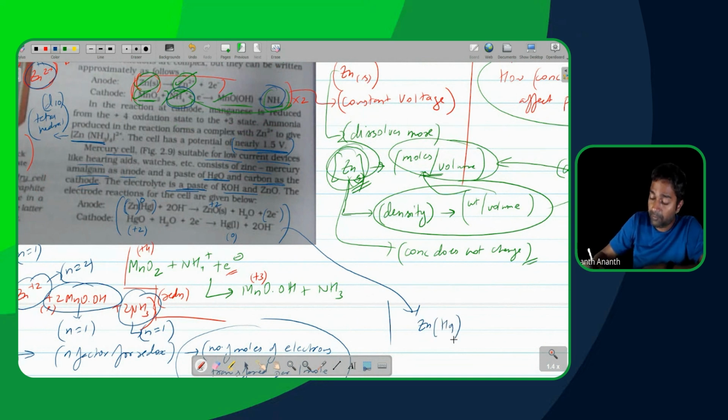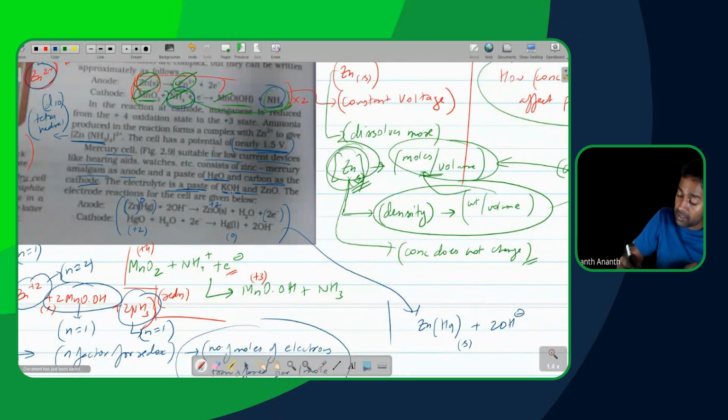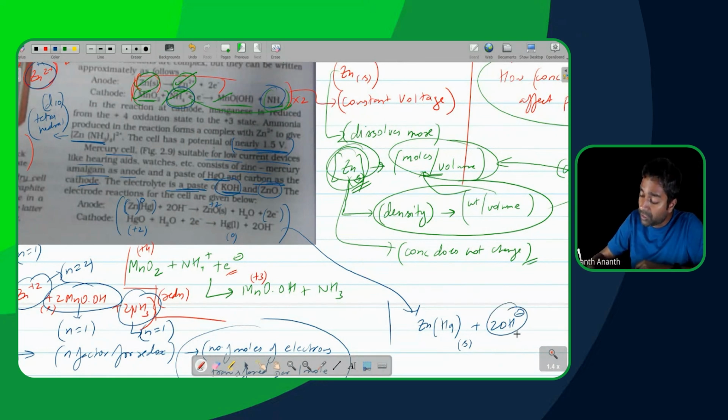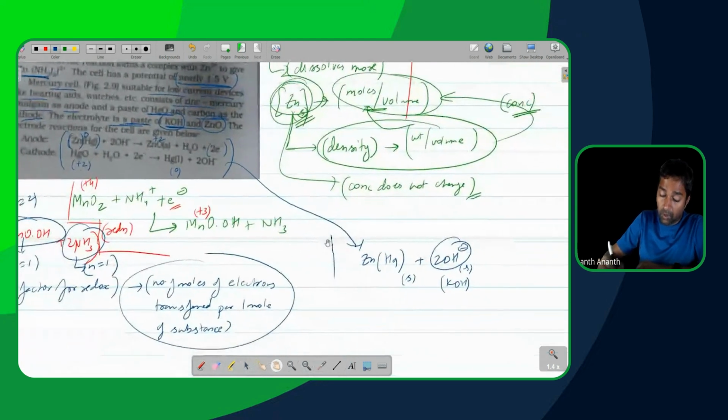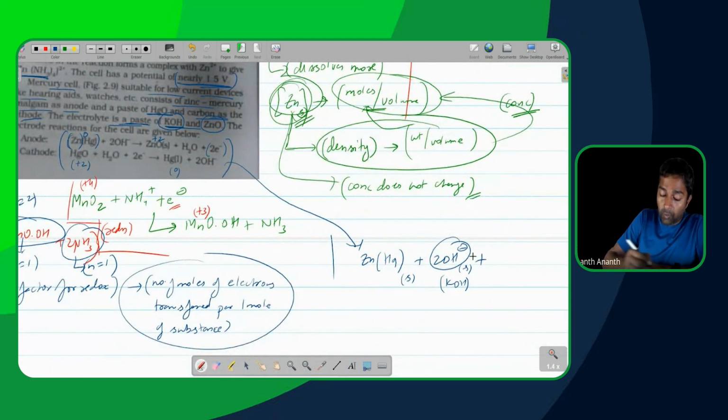So zinc amalgam, which is going to be a solid in this particular case, is going to be reacting with 2 OH minus. Where is the OH minus coming from in this case? It is a paste of KOH and ZnO. So the KOH is going to be producing this over here. So this is solid in the form of KOH. Okay. Along with what else is the other reactant here? HgO is going to be the other reactant, which is of course going to be a solid as well, a solid paste of that over here. And we are also going to be having water as the other reactant in this case.